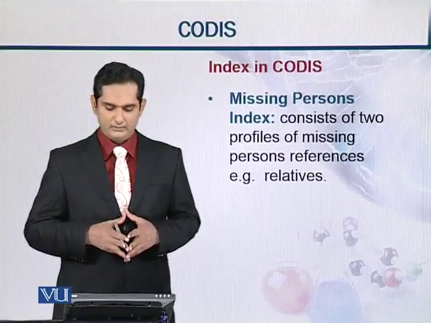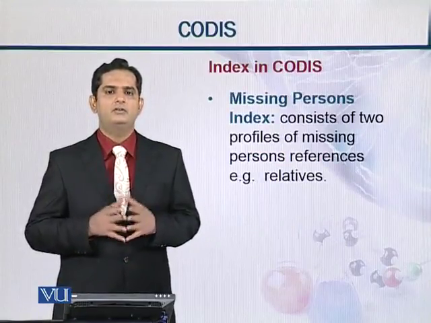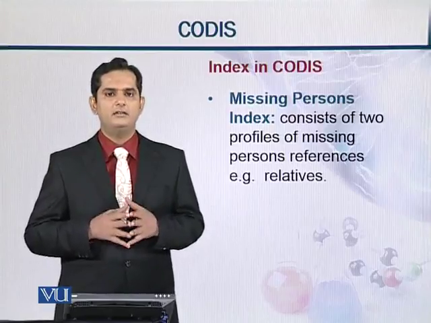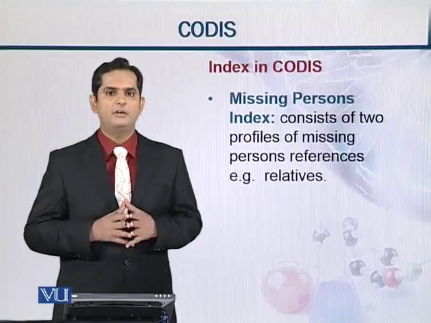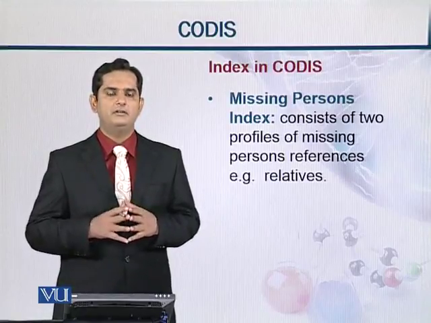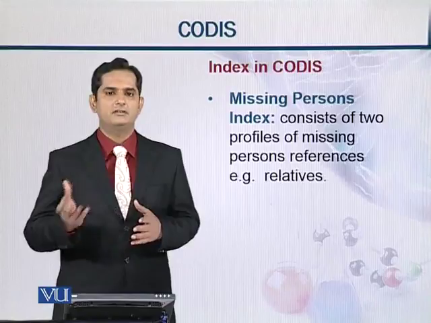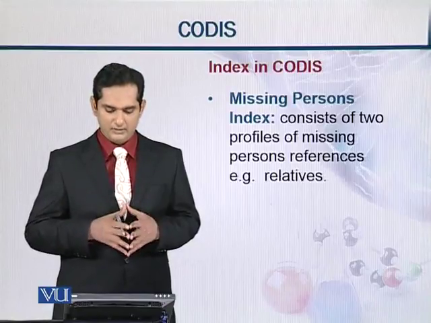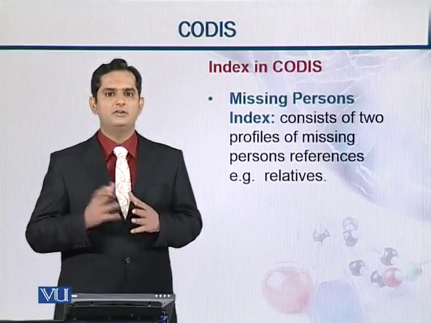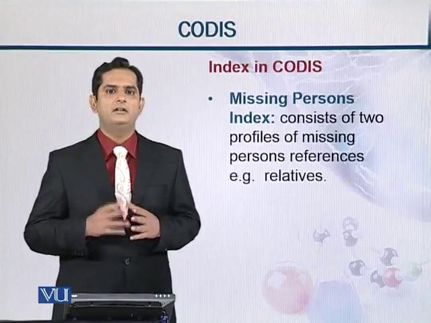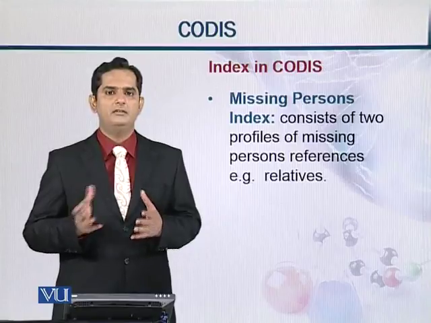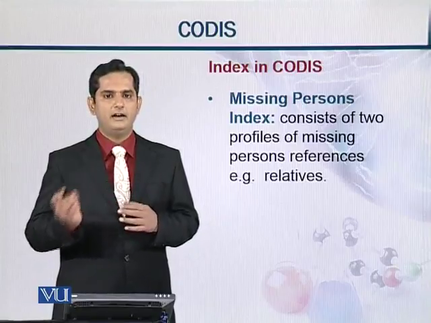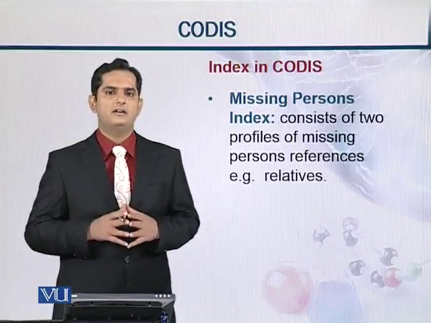Then the missing person index. Because those people are missing, their DNA cannot be gathered directly from them. So for that purpose, relatives of those people are usually taken, such as their parents' DNA, and this information is used to find those missing persons. And if the DNA is available from before they went missing, then that DNA is recorded in the CODIS database.